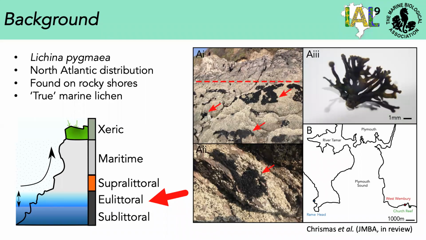Lichina pygmaea is a saxicolous fruticose cyanolichen within the family Lichenaceae, and it's distributed widely across European North Atlantic coasts, where it's found fairly commonly on exposed rocky shores, including in the area surrounding Plymouth, where the MBA is located. It's also one of the few true marine lichens, being found exclusively in the eulittoral zone, where it's fully submerged in seawater twice a day, for anything from a few minutes to several hours, depending on the state of the tide.